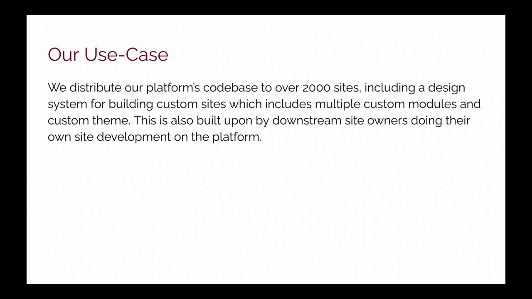So, a little about our use case. We distribute our platform's code base across roughly 2,000 sites. We include a design system for custom sites, which includes multiple custom modules and its own custom theme that all work together to present it. To make matters more complicated, many of the sites downstream are built by developers who have their own custom development built on top of the functionality we're providing. So, therefore, it becomes even more important for us to make sure that we're delivering consistency for them.